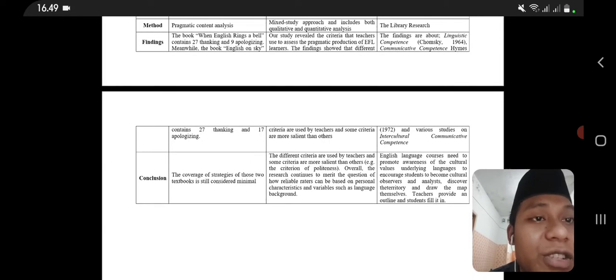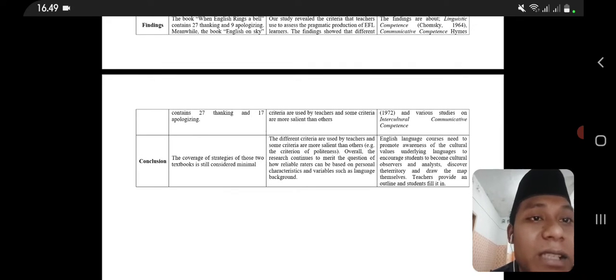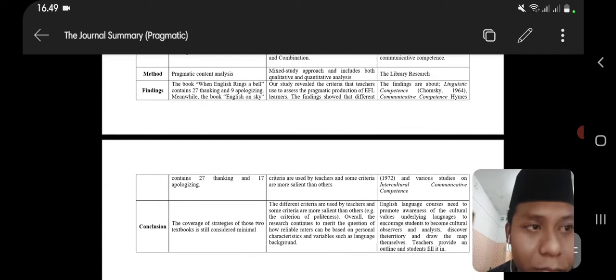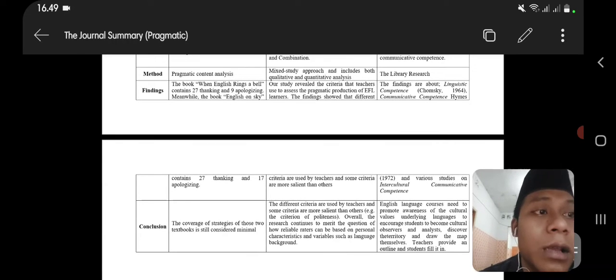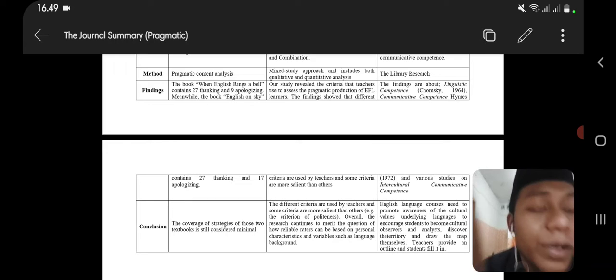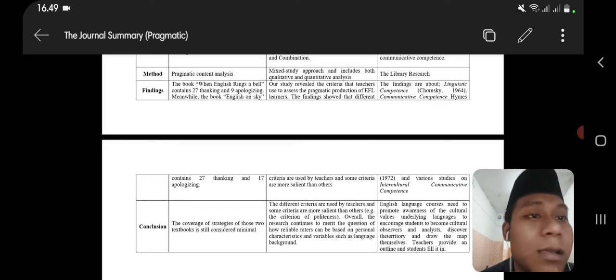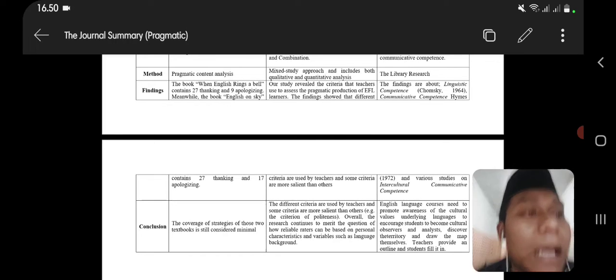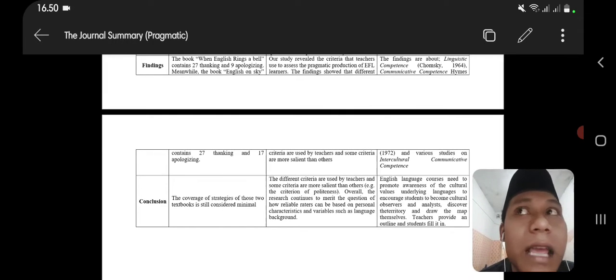Overall, the research continues to meet the questions of how reliable readers can be based on personal characteristics and variables such as language background. So the conclusion is, whatever the assessment is, whatever the contents of the teaching is, as long as it has a good relationship with the environment, or let's say, the background of their own language.